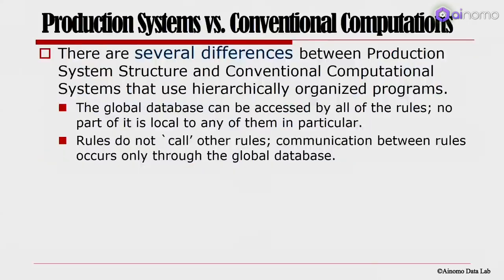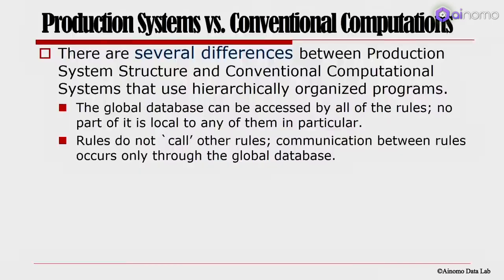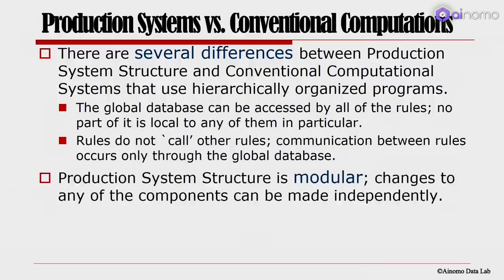So it is important for us to realize what is the difference between a production system and conventional computation. There are several differences between production systems and conventional computational systems. In a conventional computational system, it is not that rules or sections of programs can all access all units of the database. Here, the global database can be accessed by all of the rules. No part of it is local to any of them in particular. Rules do not call other rules. Communication between rules occurs only through the global database.